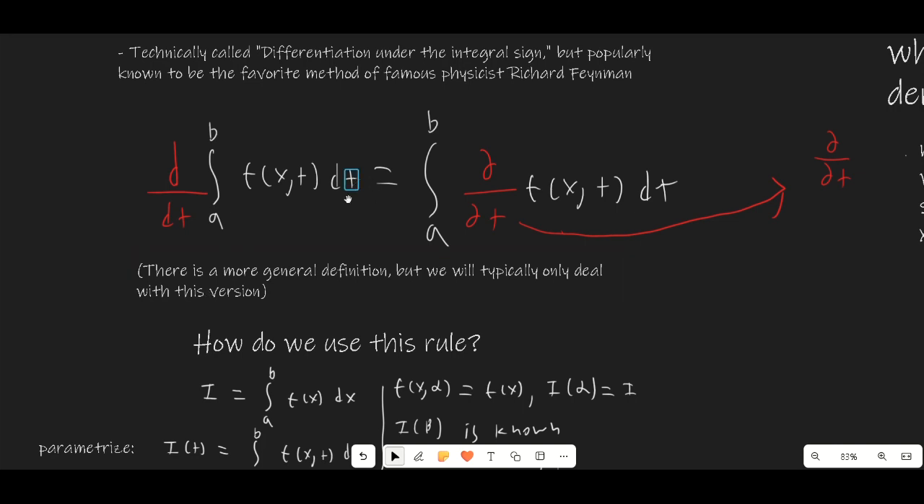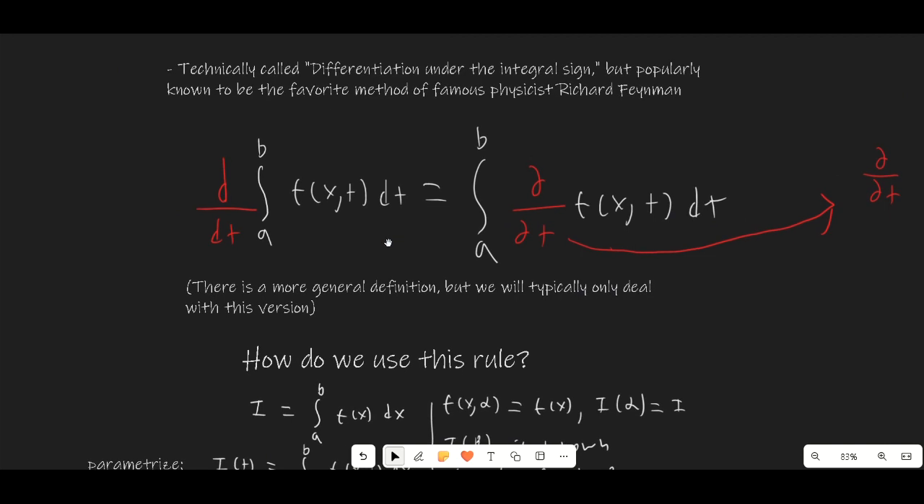I'm sorry about this. I just realized right now. This dt should actually say dx right here. Let me go ahead and fix that.